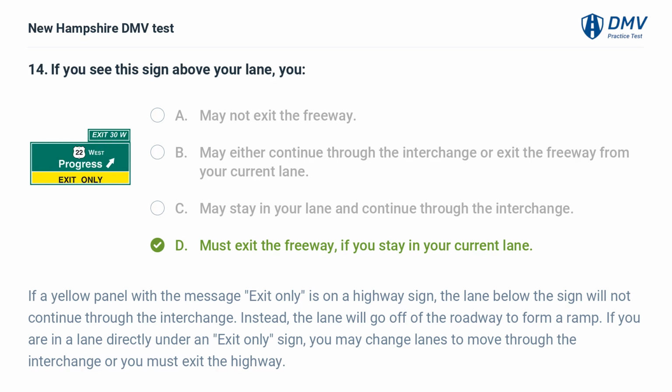If a yellow panel with the message, "Exit only," is on a highway sign, the lane below the sign will not continue through the interchange. Instead, the lane will go off of the roadway to form a ramp. If you are in a lane directly under an "Exit only" sign, you may change lanes to move through the interchange or you must exit the highway.